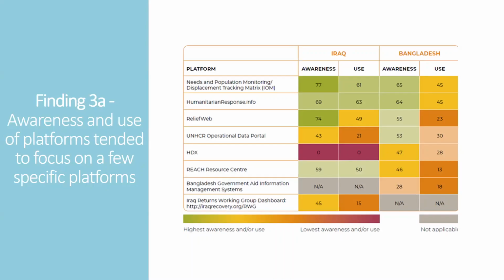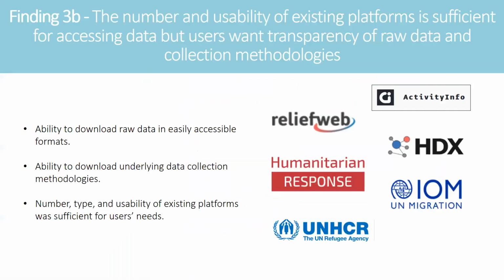Our second finding for this report is that the number and usability of existing platforms is sufficient for accessing data, but users want transparency of raw data and collection methodologies. We did find that users had 2 very specific technical requirements when it comes to digital platforms. Firstly, they wanted the ability to download raw data in easily accessible formats, such as Excel. And then secondly, across the board, we saw that users wanted the ability to download underlying methodologies so they could understand how data was collected and then more accurately determine its legitimacy and value.